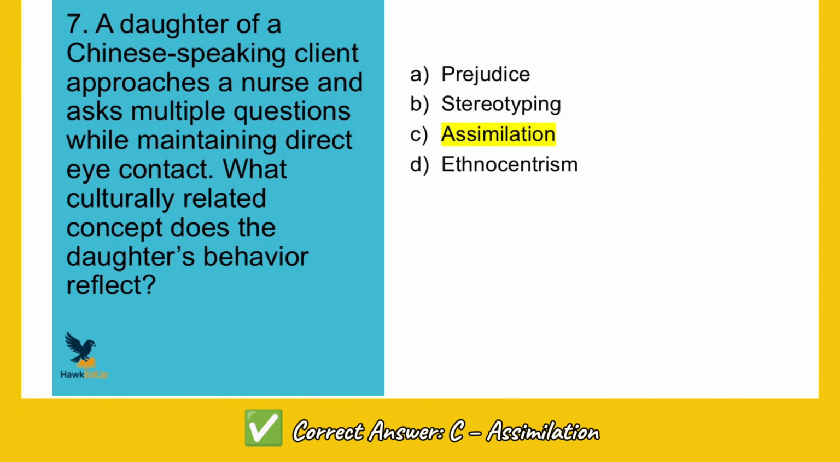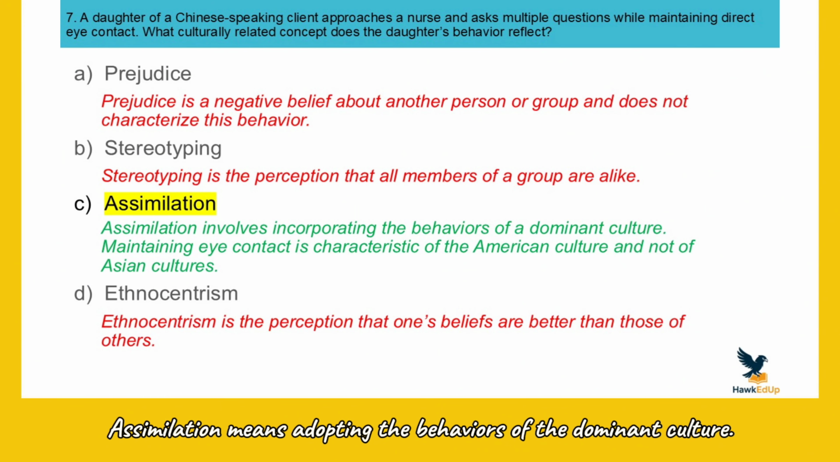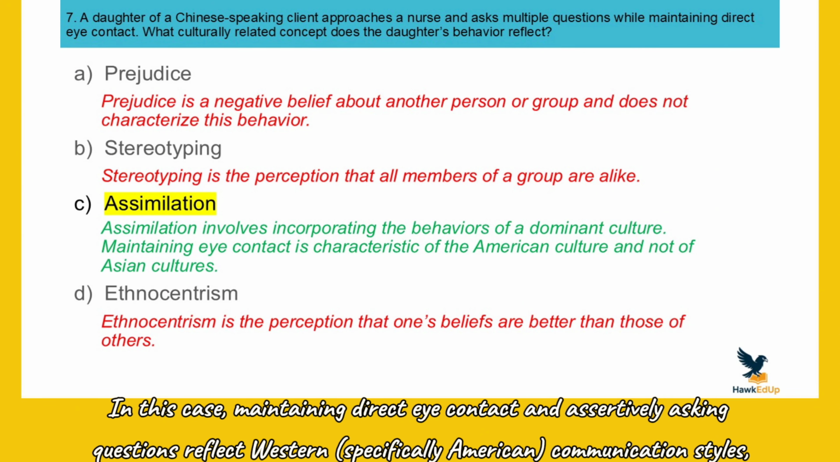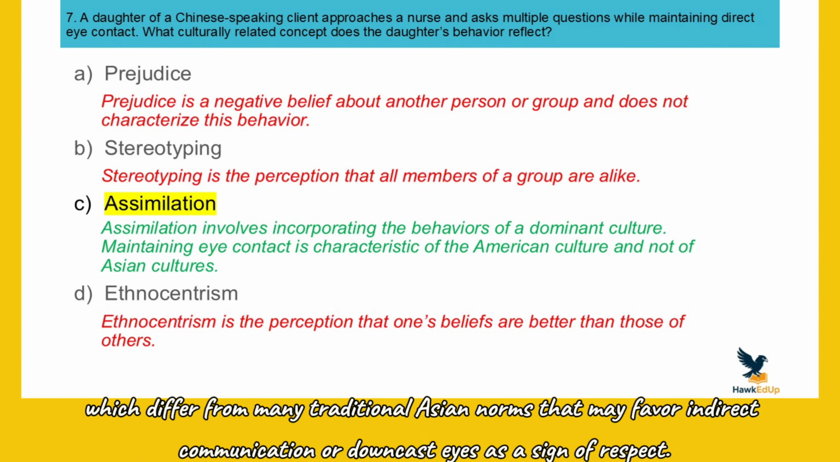Correct answer. C. Assimilation. Rationale. Assimilation means adopting the behaviors of the dominant culture. In this case, maintaining direct eye contact and assertively asking questions reflect Western, specifically American, communication styles, which differ from many traditional Asian norms that may favor indirect communication or downcast eyes as a sign of respect.